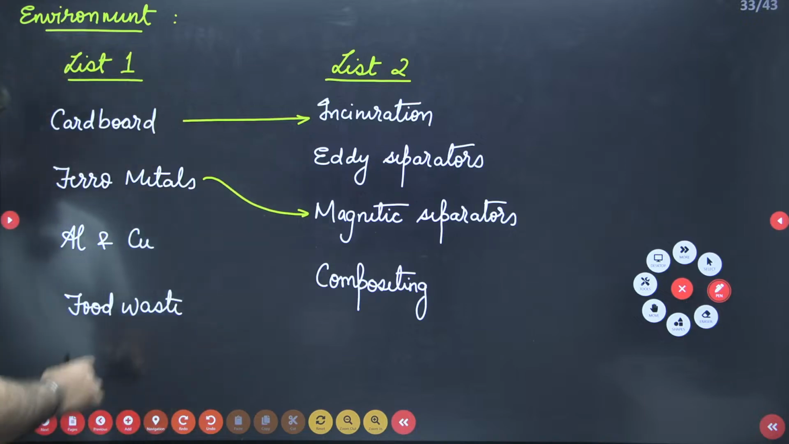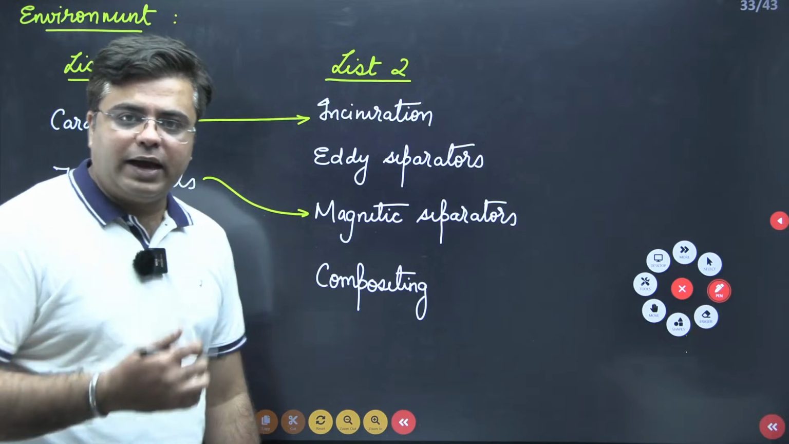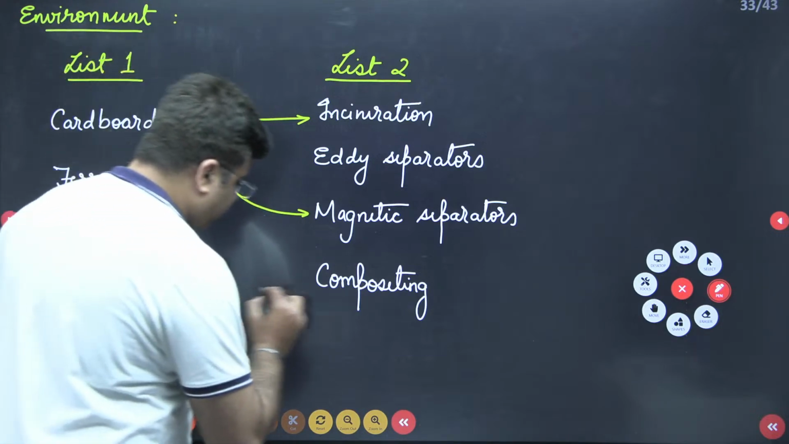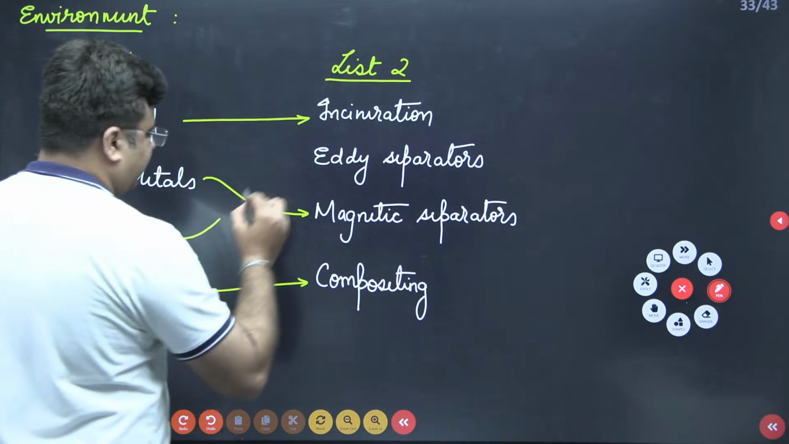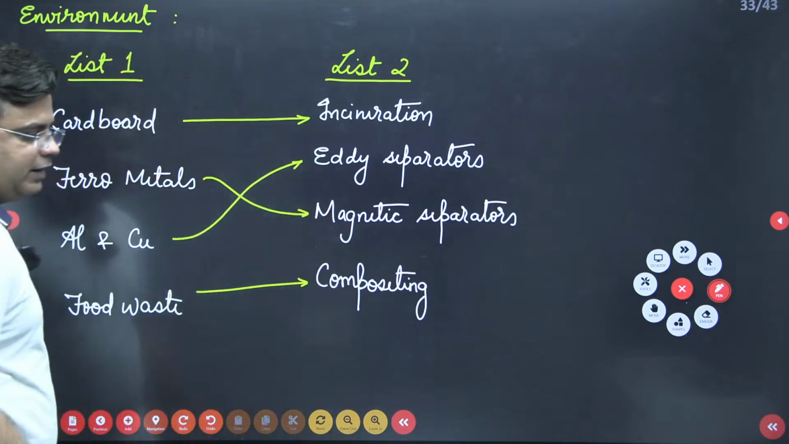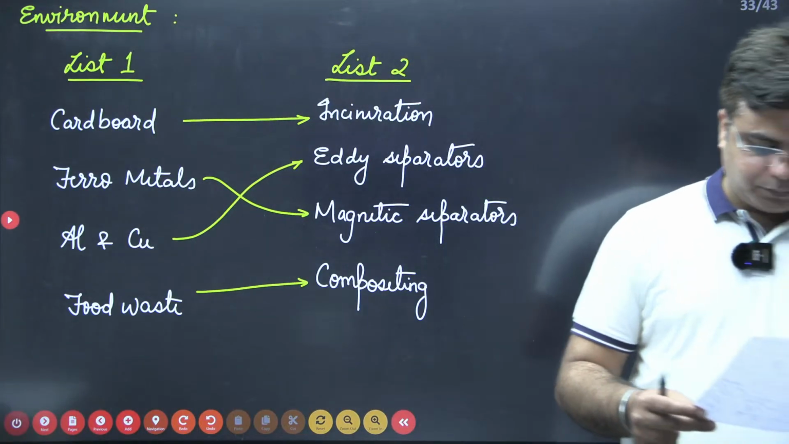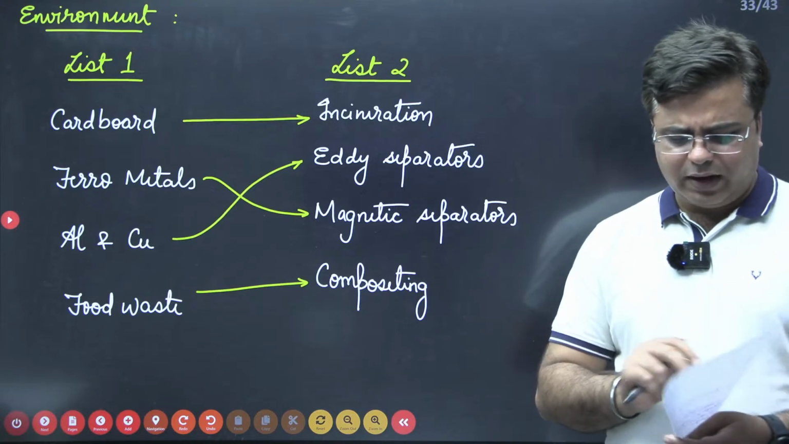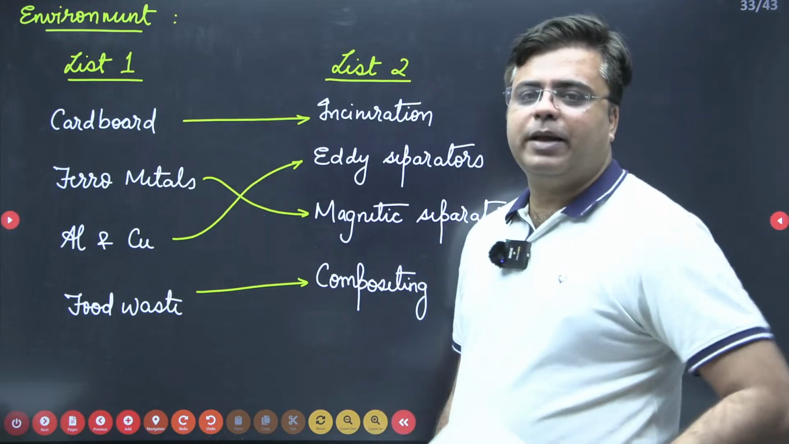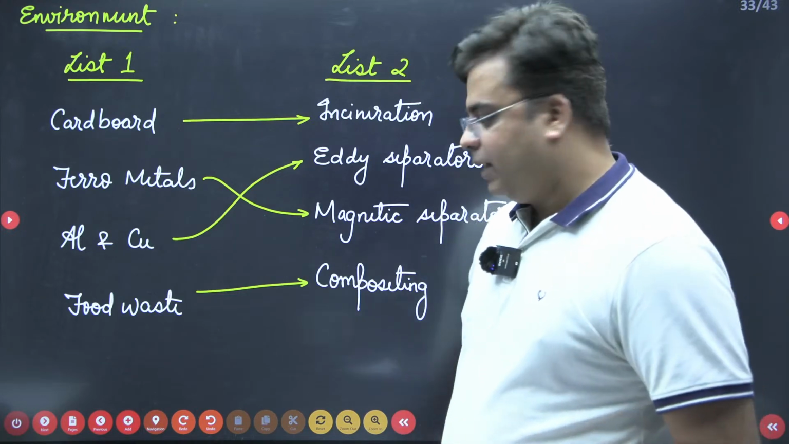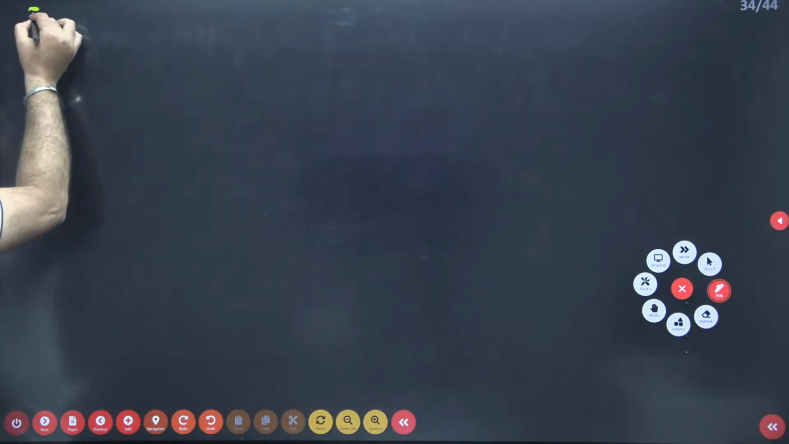Okay. Then you have food waste. Food waste is an organic waste, and for any organic waste we prefer the method of composting. Now we are left with aluminium and copper, so they can be matched with eddy current separators, right? So this is the matchmaking for this question. Next again, one environment question, very simple, which says you need to identify the primary pollutant, and it was a multiple select question.